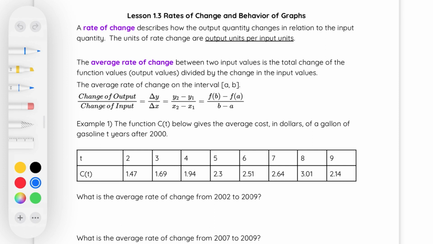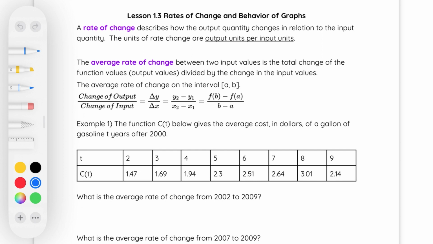In this lesson, we are going to talk about rates of change and behavior of graphs. The rate of change describes how an output quantity changes in relation to what we input into our function. We always write our rate of change as the outputs per the number of inputs that are written.